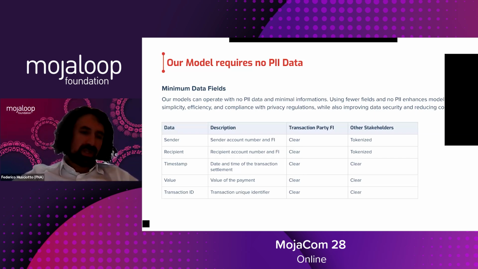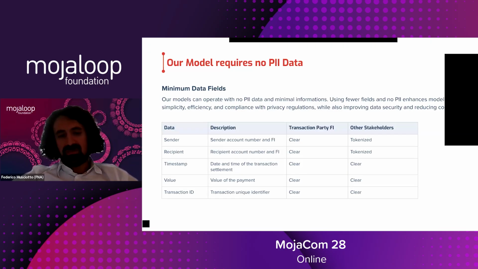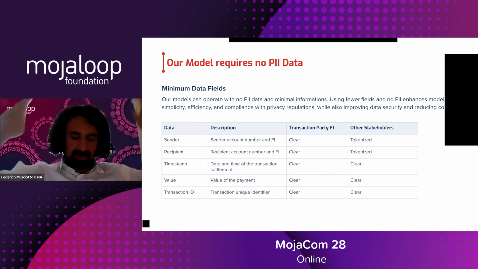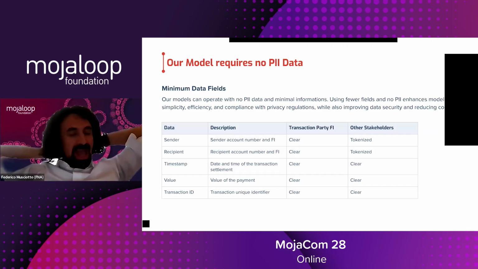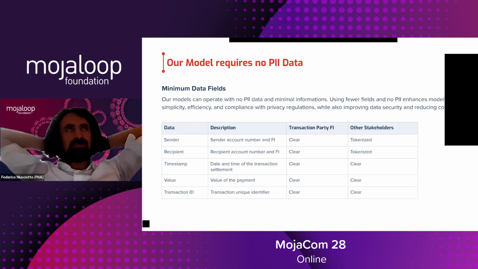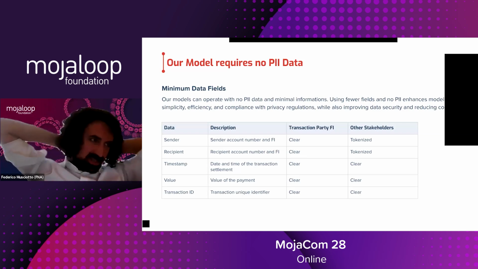So again, here we are talking about sender, recipient, timestamp, value, and some kind of identification of the transaction that is not strictly needed. It's more a way to avoid ambiguities between different payments with the same sender and receiver, and so forth. And here we are talking about account number and the financial institution as the identifier of sender and the identifier of recipient.